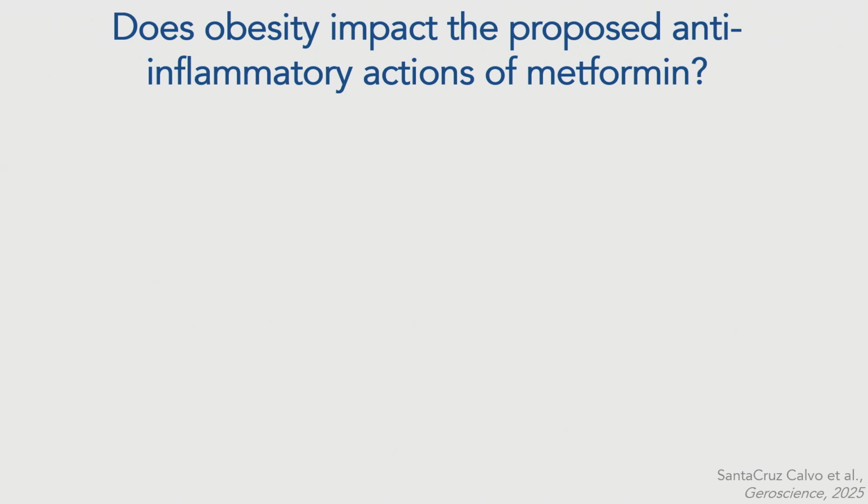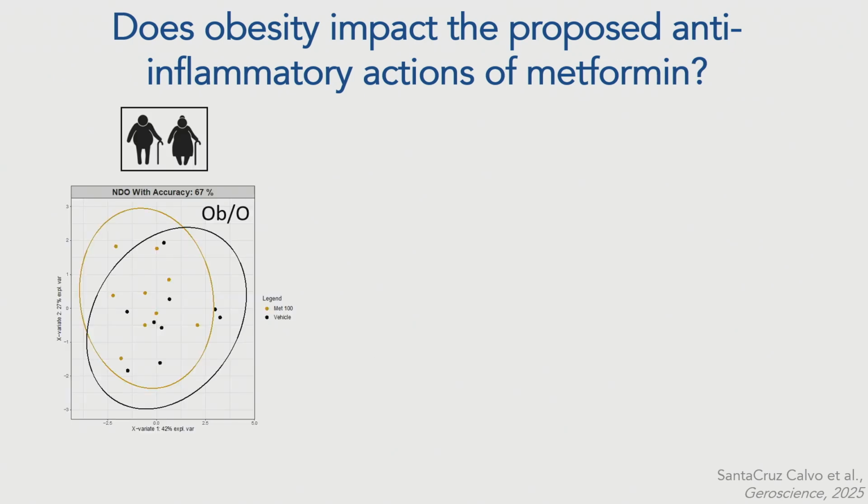What happened when we did the same experiment in the cells from people with obesity? We see here, in the yellowish color, that's with the addition of metformin. Black is a vehicle control. And we see here a relatively low accuracy model. Our bioinformatics colleagues are looking for an accuracy of about 70% for a predictive model, telling us that metformin has little, if any, effect on this obesity-associated inflammation profile.